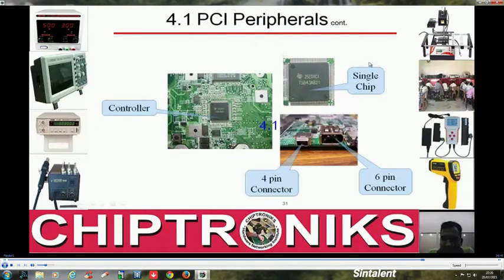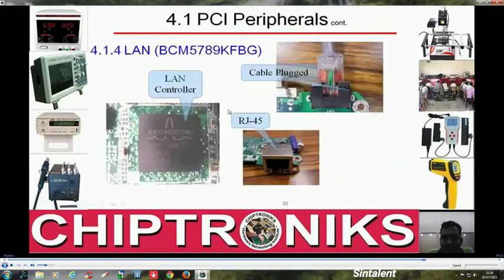Okay, these are controllers, and this is a 4-pin connector. These are 6-pin connectors. This is LAN. These are connectors, these are controllers, and the data is fed to the controller through the ICH or PCH. So it's all interrelated.